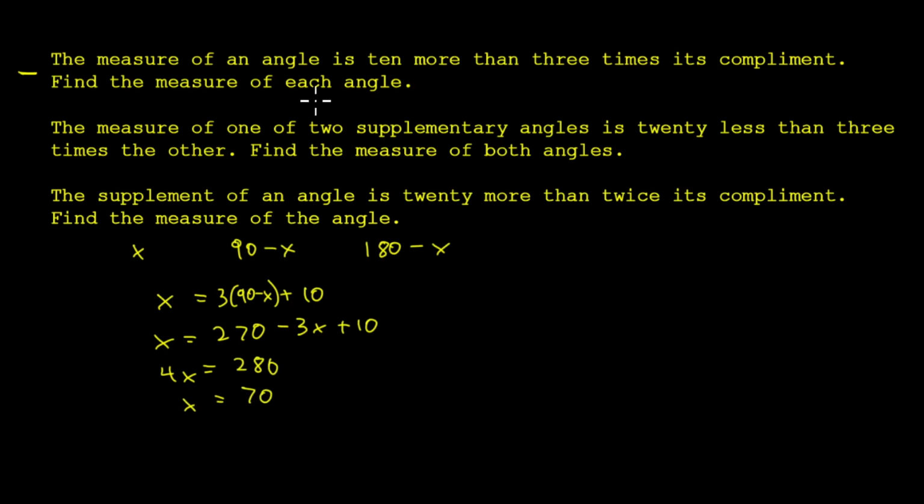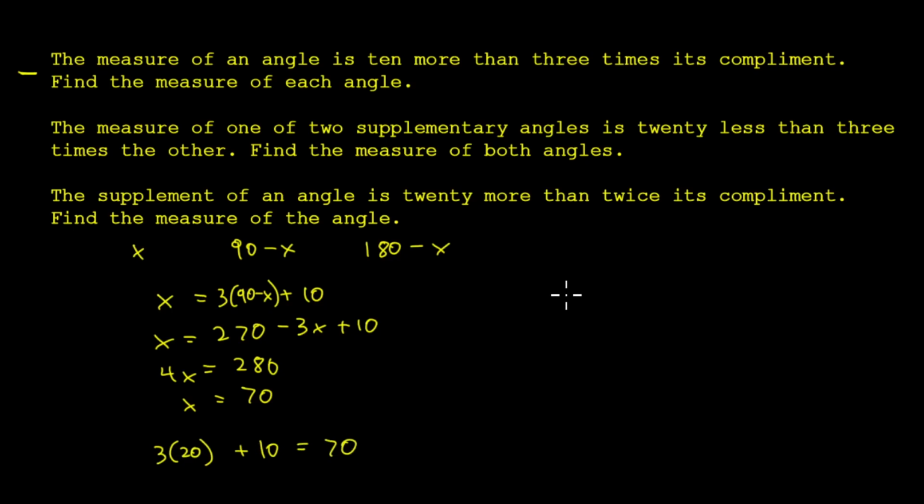So if x is 70, then the measure of an angle is 10 more than 3 times its complement. The complement of 70 would be 20. So 10 more than 3 times 20. 3 times 20 plus 10 is 70. And we have our check.